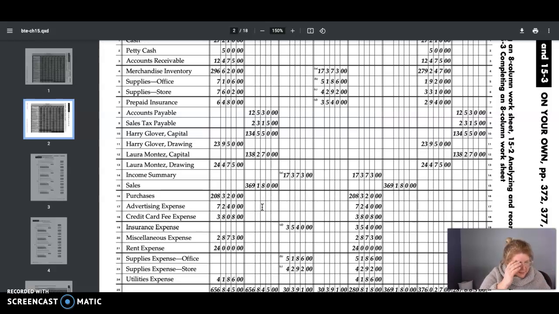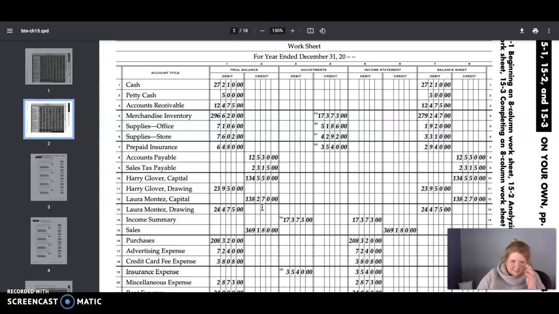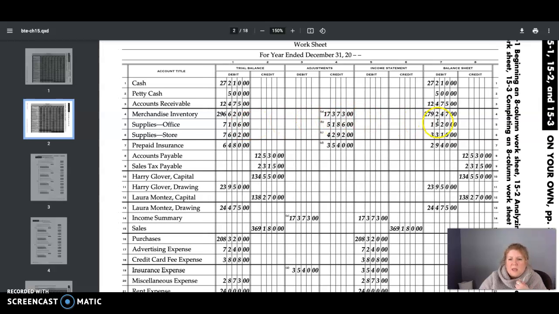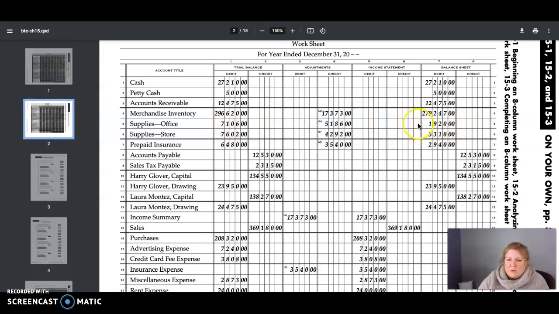The first one said for the work together that we did, this is the on your own. The business name is Mueller Company. Supplies office: we started the fiscal period with $7,106 in supplies. The book tells us that we have $1,920 as our new balance. So we subtract those two from each other to come up with $5,186. That becomes our adjustment. Remember, the book's never going to tell you what the adjustment is. You need to calculate it.